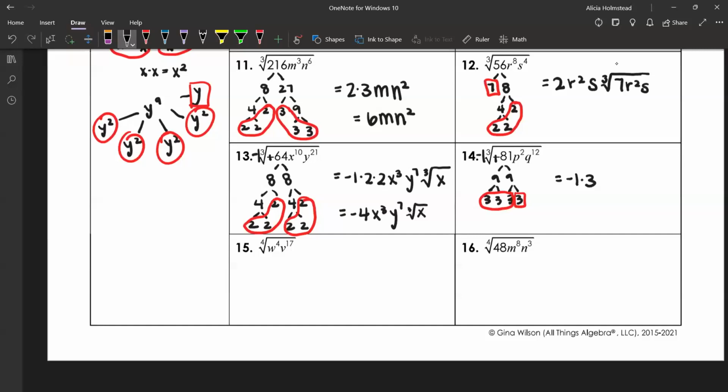P squared, there's 2 of those and we're looking for 3, so no p's come out. Q to the 12 means how many groups of 3 would that be? Well, that's 4. And then left over inside of our radical, we had 1, 3, both p's, and no q's. That's going to be negative 3 q to the 4 cube root of 3p squared.